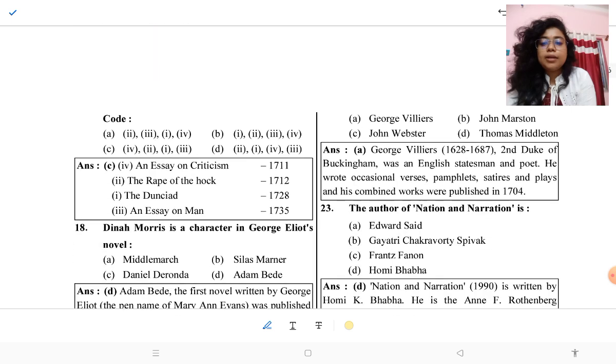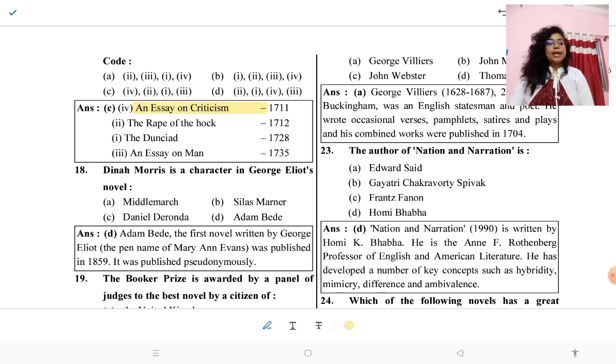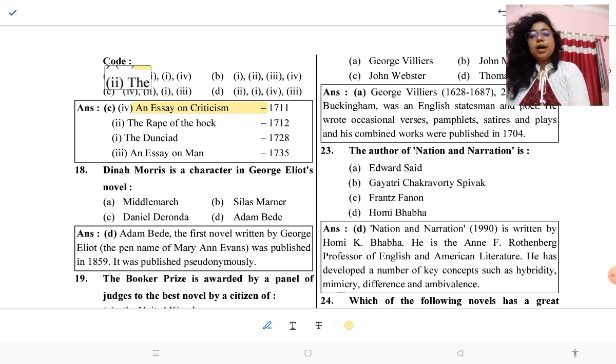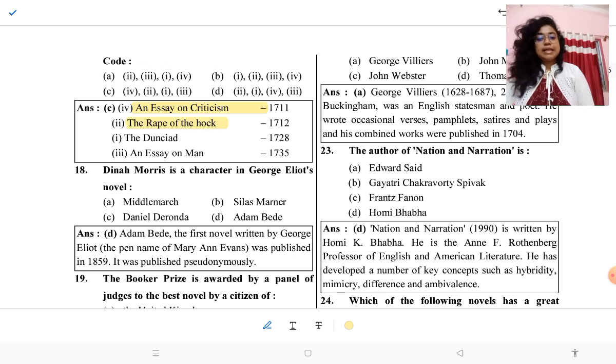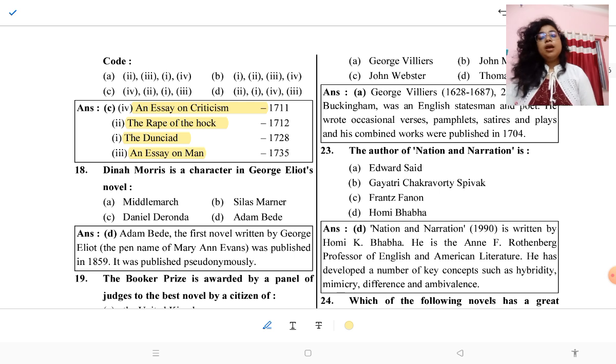Okay, put the following books of Pope in a sequence of publication. Now you have to see the chronological order. First will be An Essay on Criticism, published in 1711. Then The Rape of the Lock, published in 1712. The Dunciad, published in 1728, and Essay on Man, published in 1735. So they can give this kind of chronological question also.